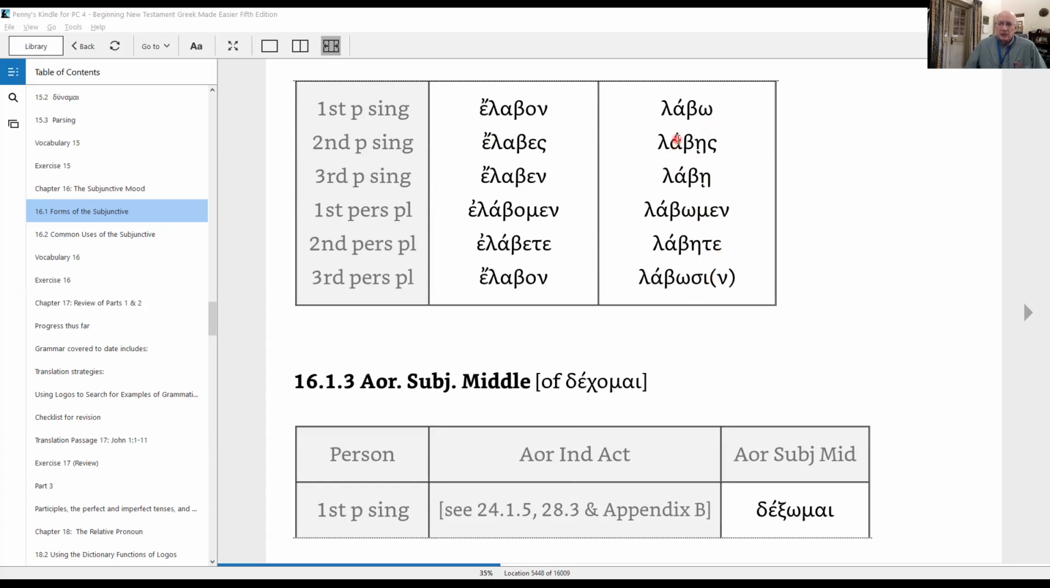But notice we have lab, the aorist stem, so that we know this is an aorist and not a present tense. Not lambano, present subjunctive, but labo, aorist subjunctive of the verb lambano. Aorist stem, lab. It will be the same with ballo. It too is a strong aorist. It would become bal with one lambda instead of two in the aorist stem.